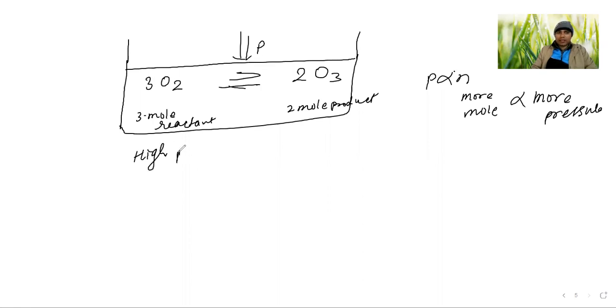This side, what is there? High pressure. And here, what is there? Low pressure. Now, high and low we have to make equal. High should become less and low should become a little more. So which direction will the equilibrium shift? Forward or backward?